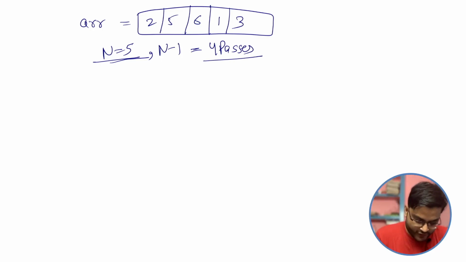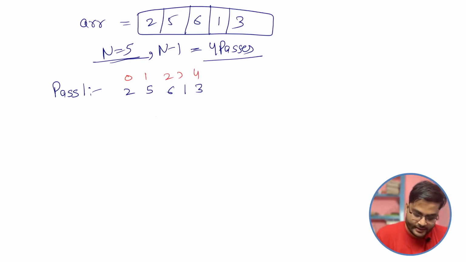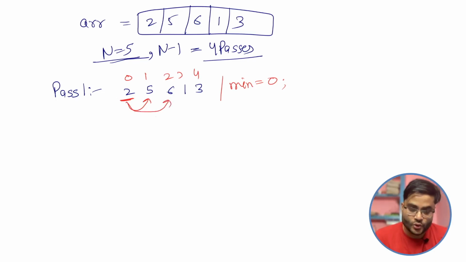So let's take our first pass. In pass 1, we have 2, 5, 6, 1, 3. Okay, so let's index it 0, 1, 2, 3, 4. Okay, so initially I will take my current index as minimum. So minimum is equal to my current index. So let's say 0. 0 is minimum now. So I will check if 5 is less than 2, no. 6 is less than 2, no. 1 is less than 2, yes.